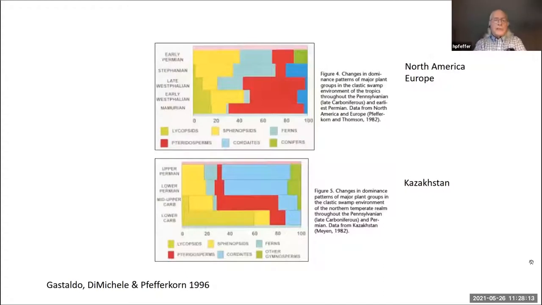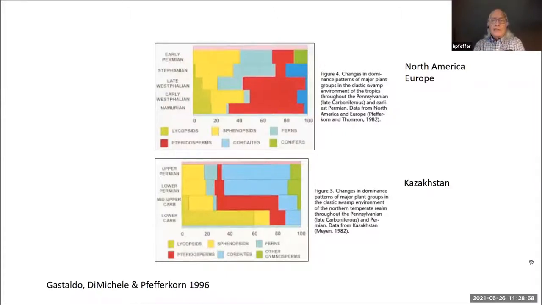But we could also see this in a more general way. In the upper part of the figure, we see the distribution of the major plant groups through Namurian, early Westphalian, late Westphalian, Stephanian, and early Permian. In red are the pteridosperms. And you notice that there is a clear-cut change. They are diminished, but the ferns, light blue on the left, increase. And in this case, Sphenopsids increased too. A similar pattern, and the Lycopsids disappear nearly.